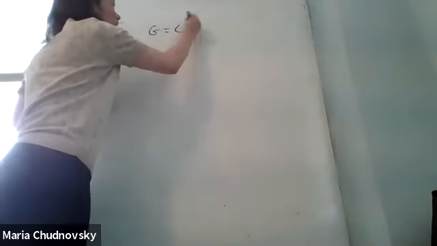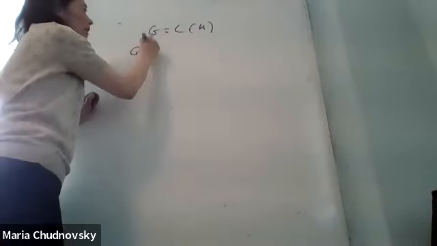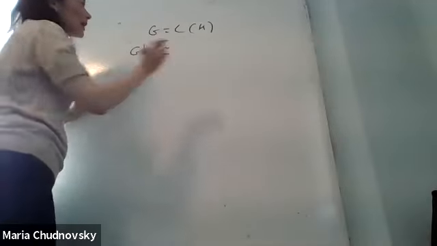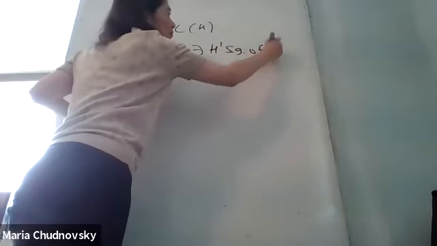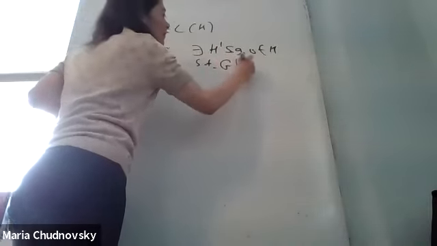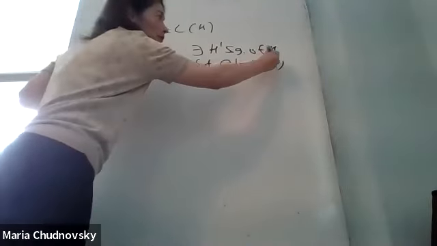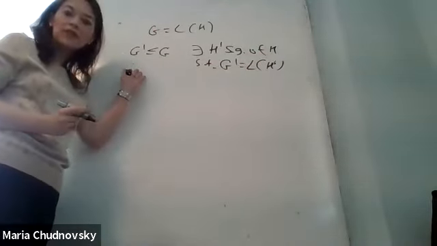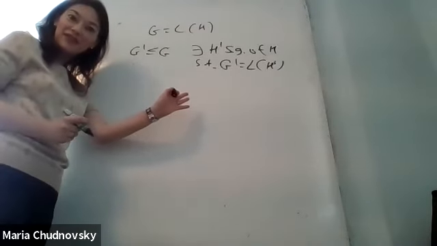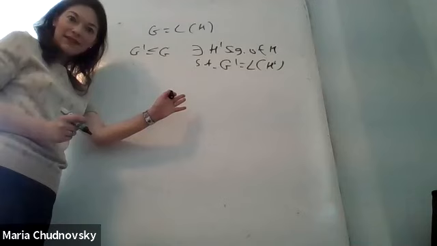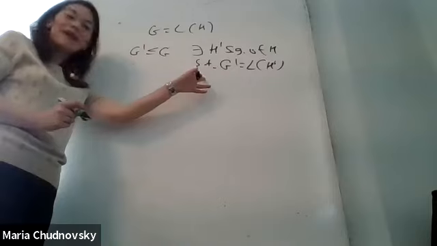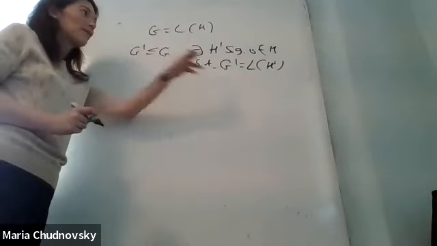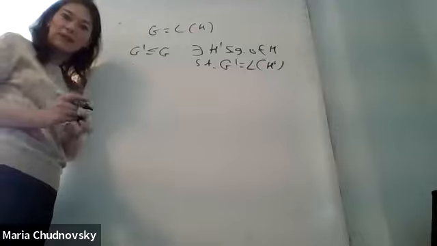Okay, let me write this down. So if I have G, which is the line graph of H, and G prime is an induced subgraph of G, then I claim there exists H prime, which is a subgraph of H, so that G prime is the line graph of H prime. Because what happened here is you deleted vertices, so in H you delete the corresponding edges, right? Right. So if you deleted some vertices from G, then delete the same edges from H, and G prime is a line graph of H prime, and now you take complements.